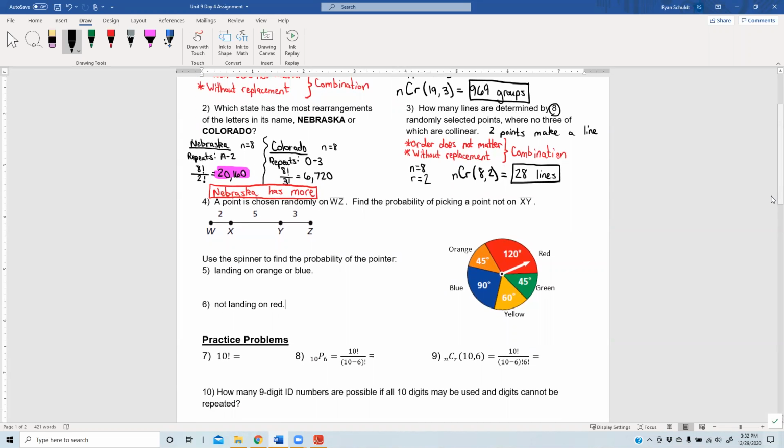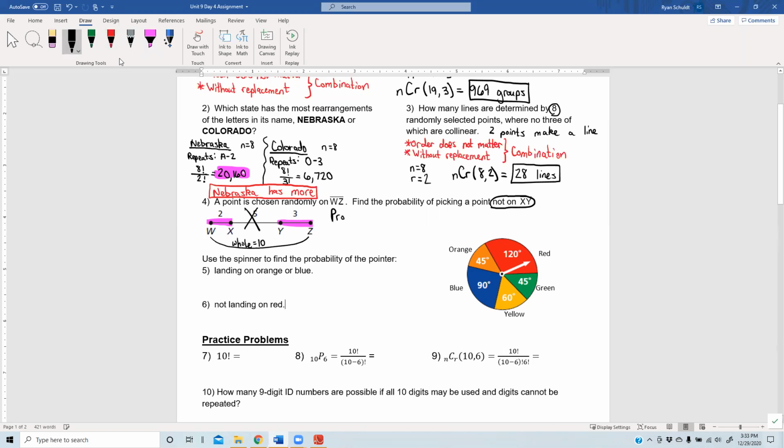Number 4, a point is chosen randomly on WZ. So let's stop there for a second. We choose a point on WZ. How far is it from W to Z? Do 2 plus 5 plus 3. That means the whole thing is equal to 10. Find the probability of picking a point not on XY. So I don't want this piece right there. I can have WX. I can have YZ. I can't have in between.